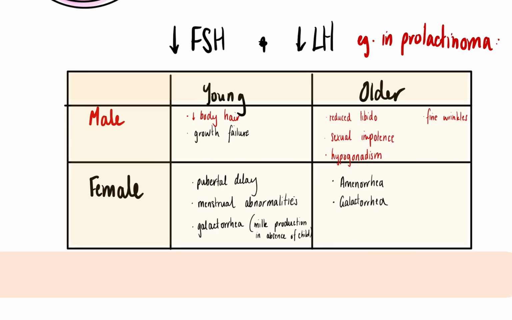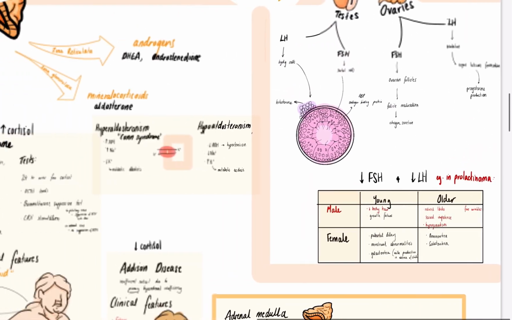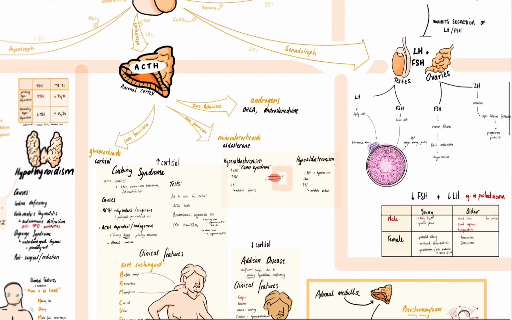In a female, you would get, in a young person, pubertal delay, menstrual abnormalities, and galactorrhea, which is milk production from the breasts in absence of being pregnant or having children. And in an older female, you might see amenorrhea, which is a lack of a period and a lack of menstruation, and again, galactorrhea in absence of having a child.